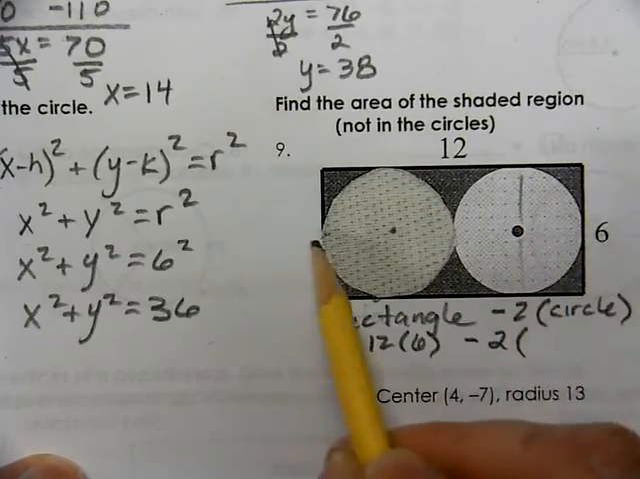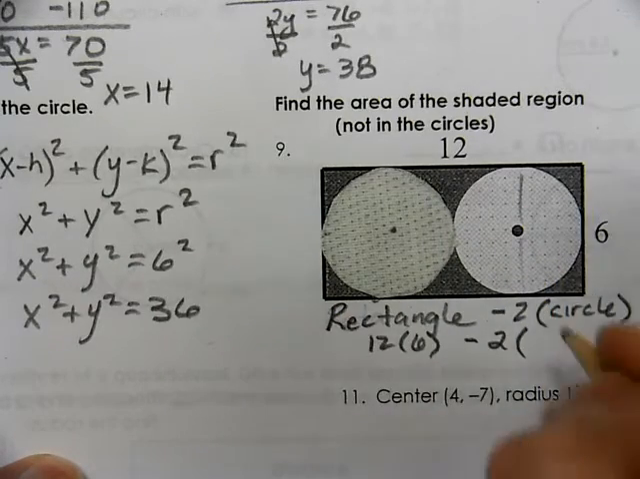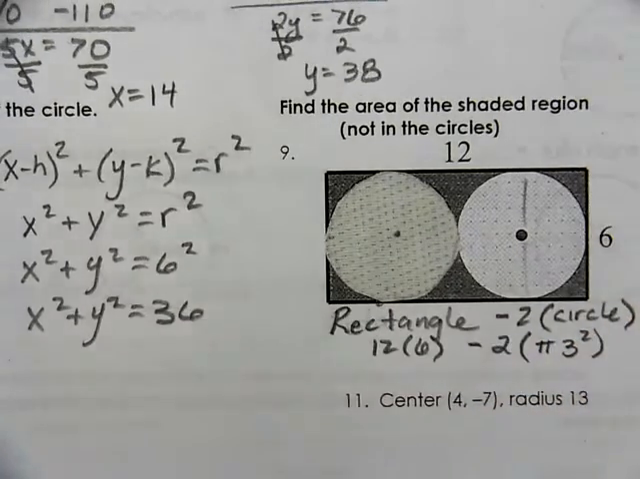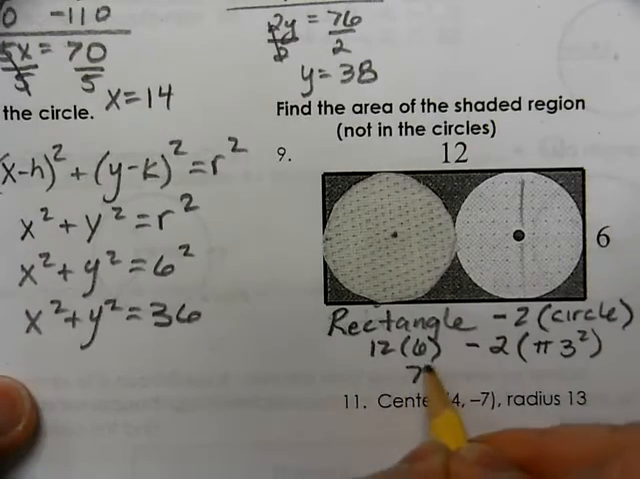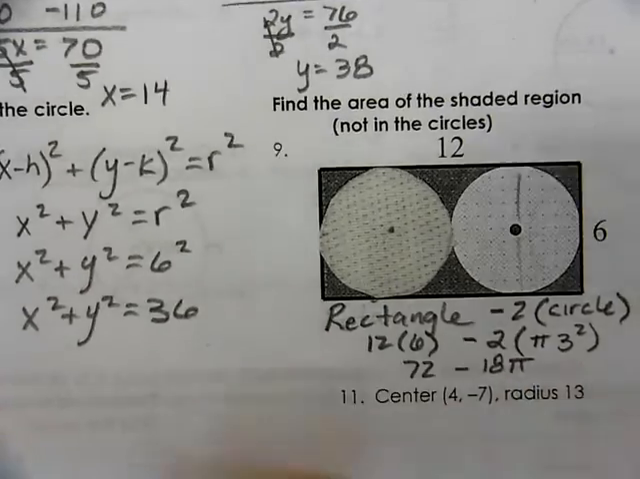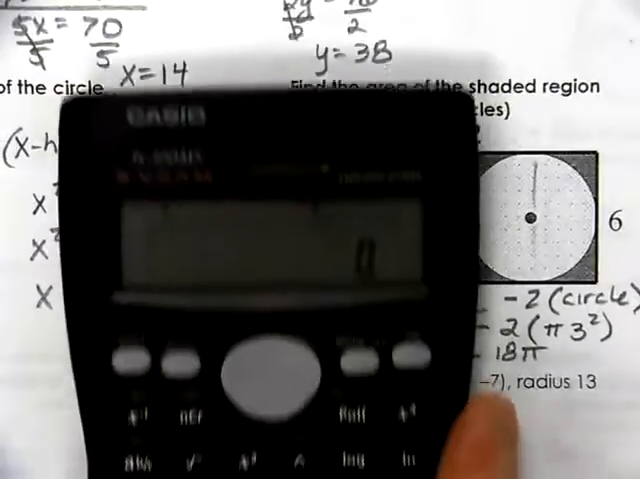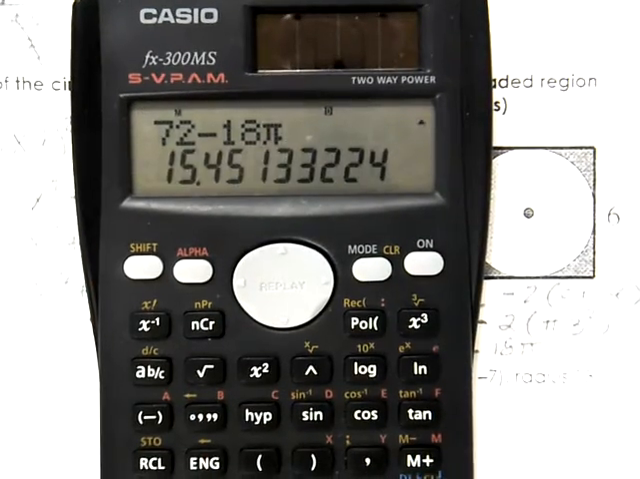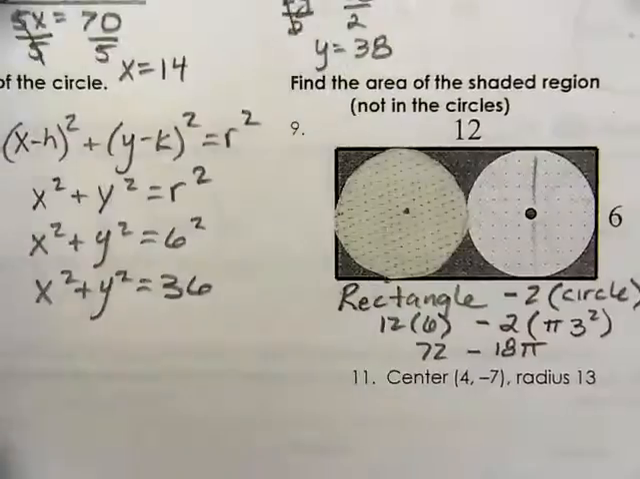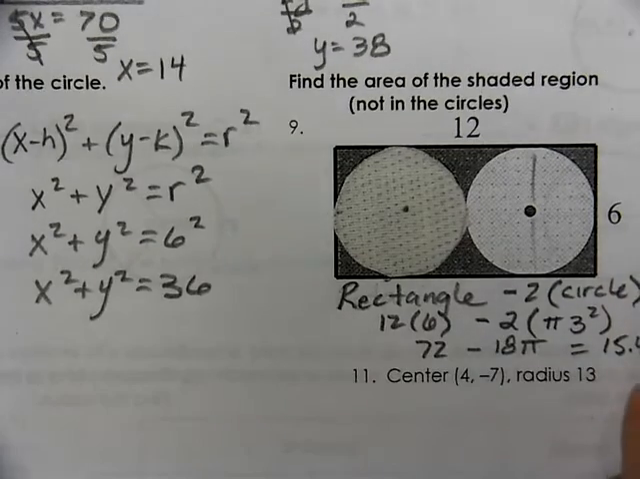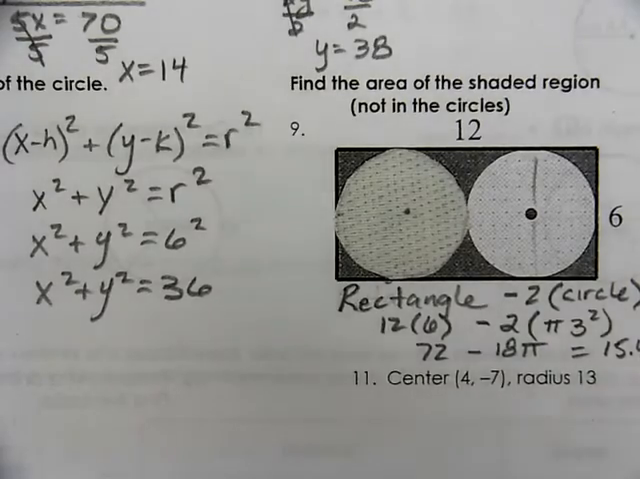So if the radius is 3, then that matches for these dimensions. Pi r squared. So we have 72 minus 18 pi. 72 minus 18 times pi gives us 15.45. Those would be units squared.